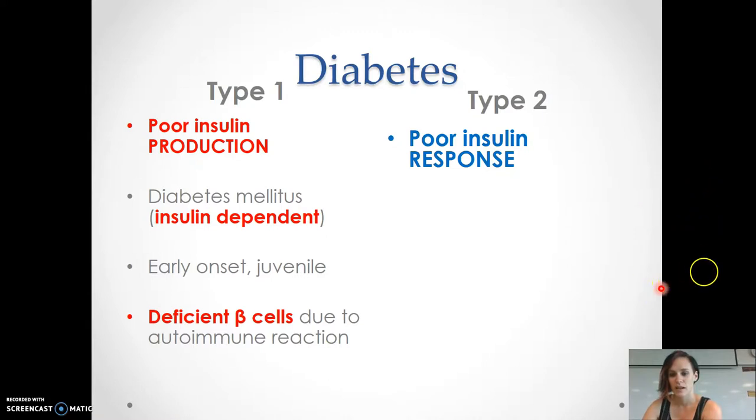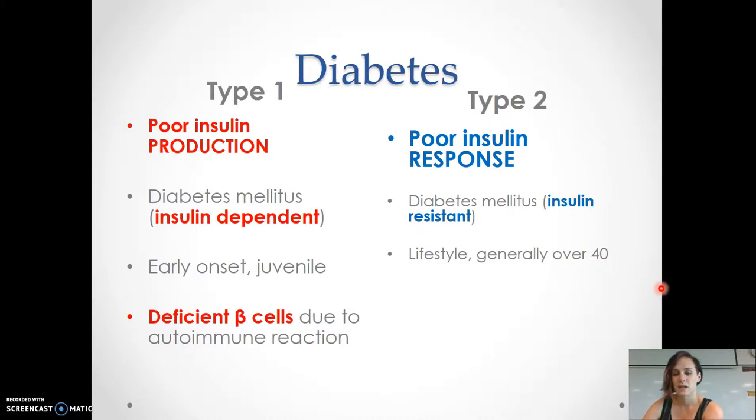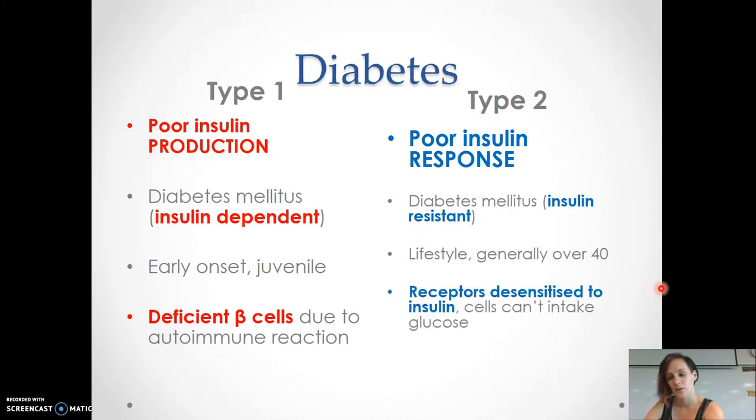The flip side of that is type 2, and type 2 is about poor insulin response. It is not about not being able to produce insulin, it's about not being able to respond to it. So your body can still make insulin, but those receptors don't do anything when they see it. So it's often called insulin resistant because your body is exactly that. It is resistant to insulin. This is our lifestyle diabetes, our type 2, generally over 40.